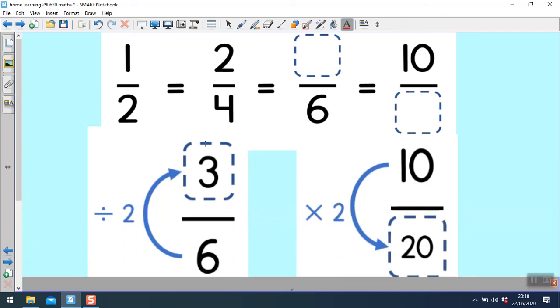Okay, so here I have got 3 as a numerator, because the denominator divided by 2 gives you the numerator for fractions that are equivalent to 1/2. And here the denominator is 20, because the numerator multiplied by 2 gives you 20.